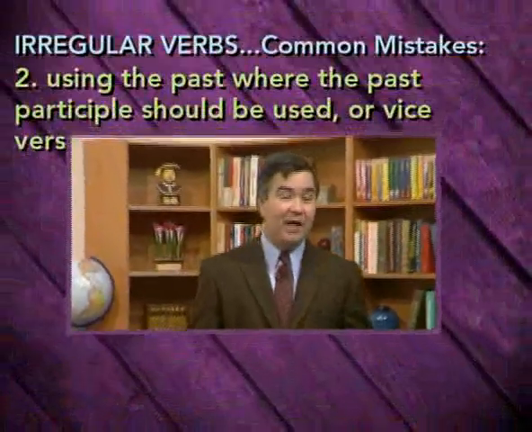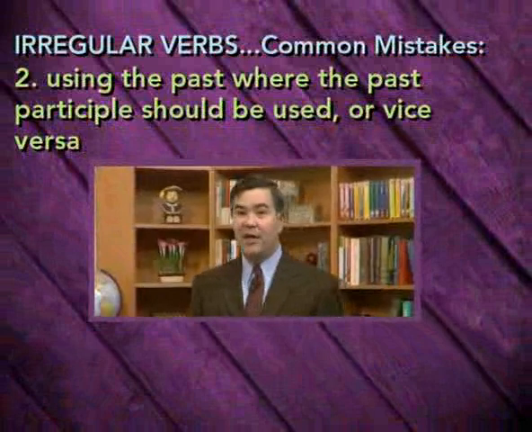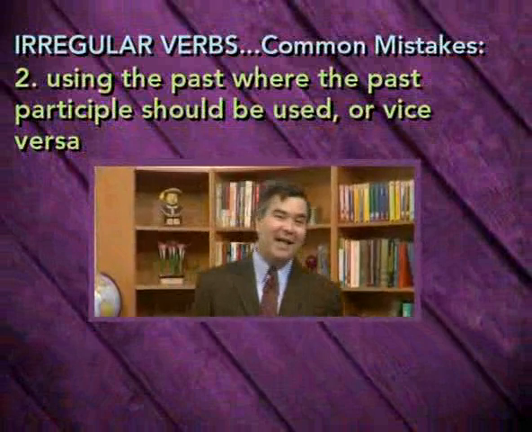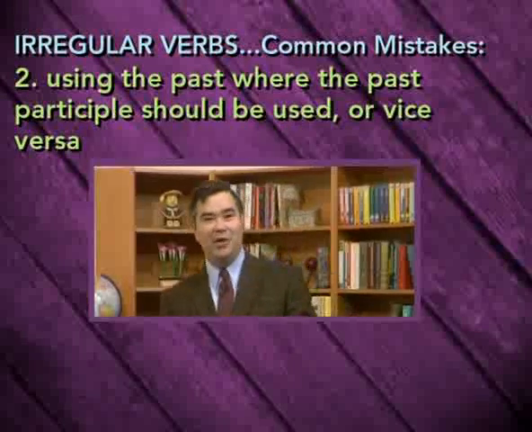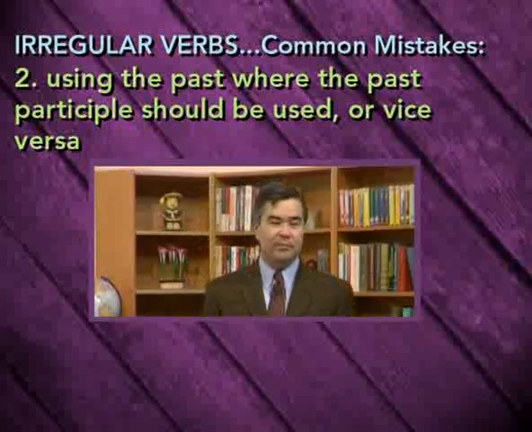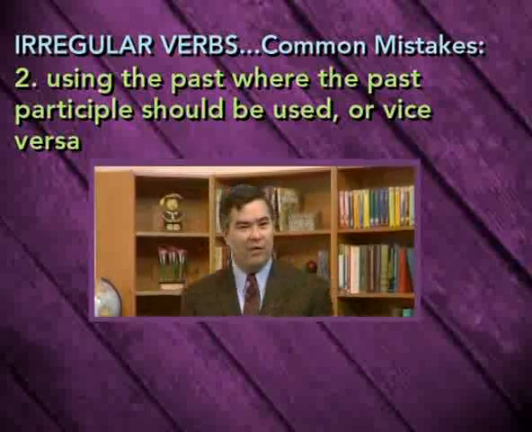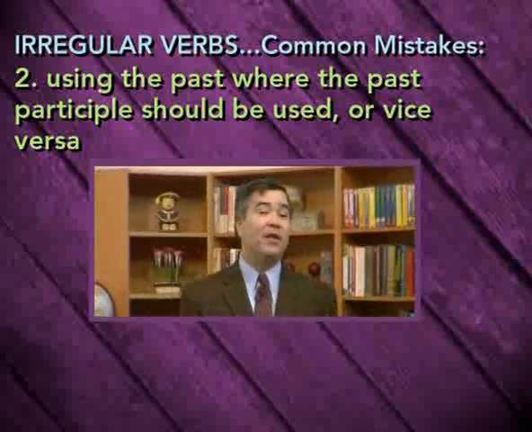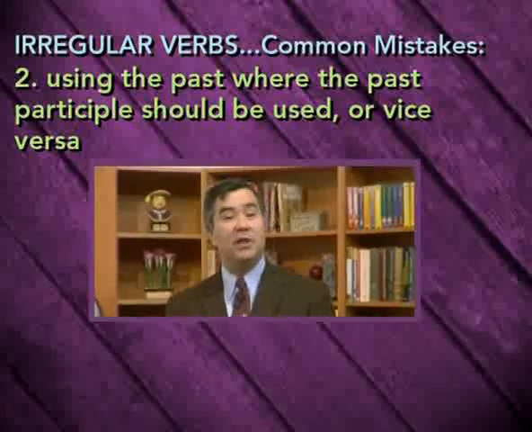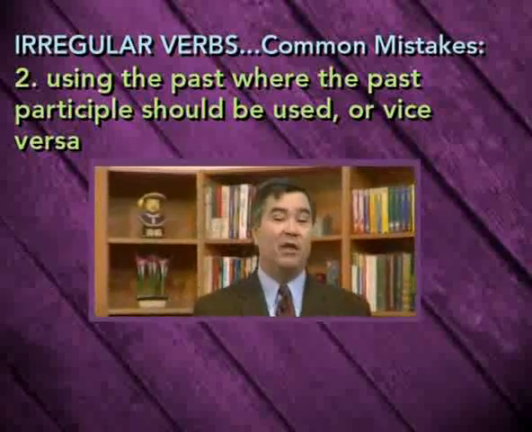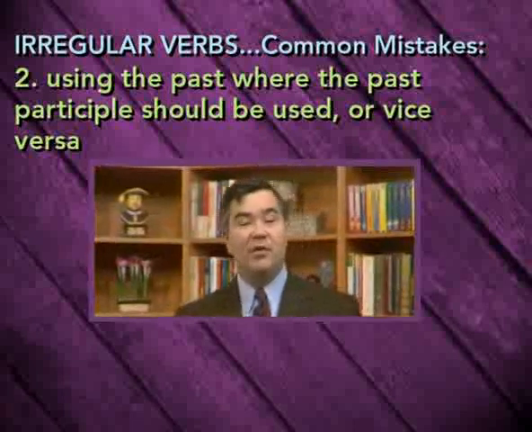The second type of error that people commonly make with irregular verbs is using the past where the past participle should be used, or vice versa. Remember that the past form of the verb is used by itself, whereas the past participle is always used with a helping verb, namely a form of the verb to have.